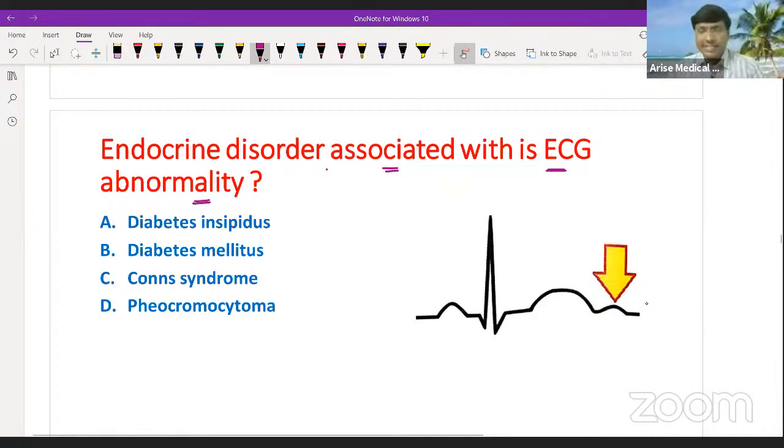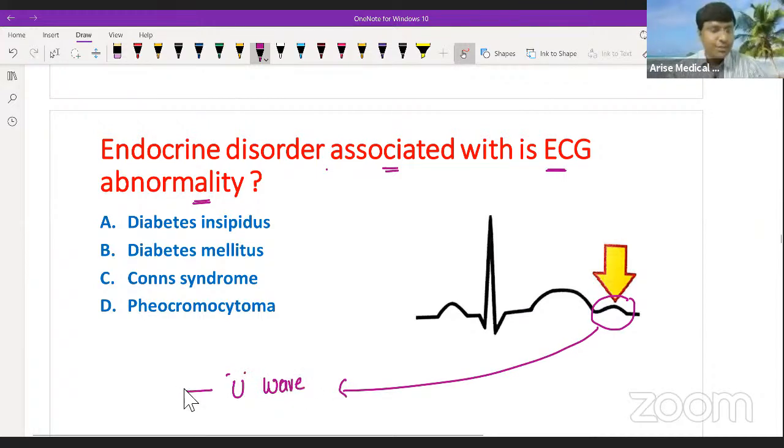So what is that ECG abnormality you're making out here? That is your U wave. So where will you have your U wave? You will have that in patients with hypokalemia. Right? So in the options given to you, which condition will cause hypokalemia?